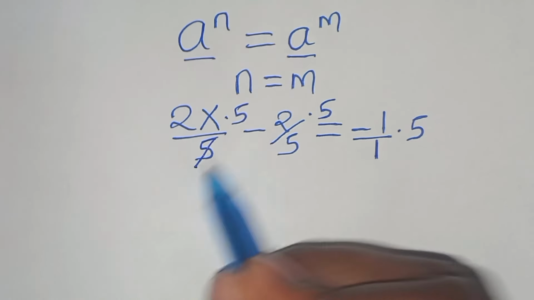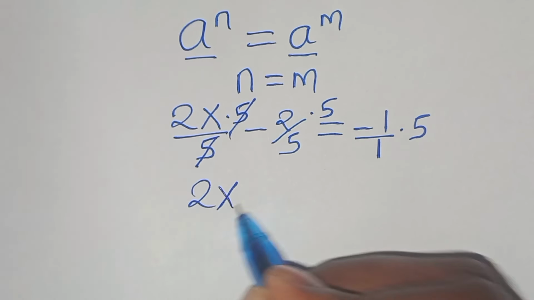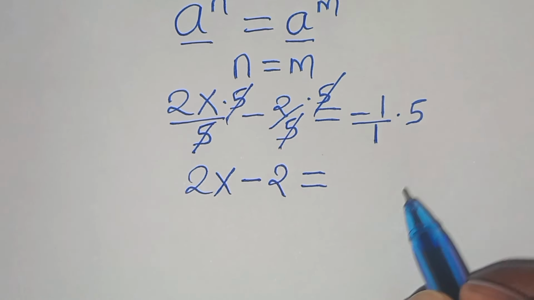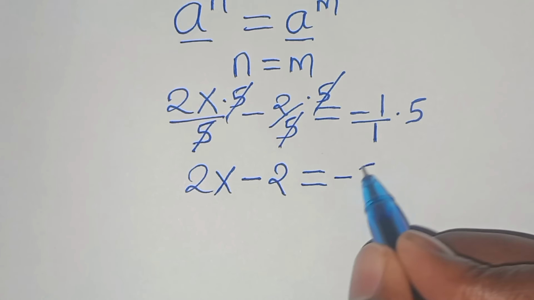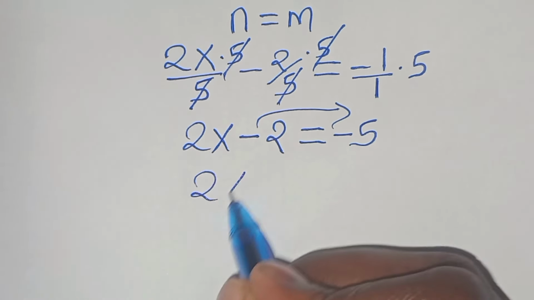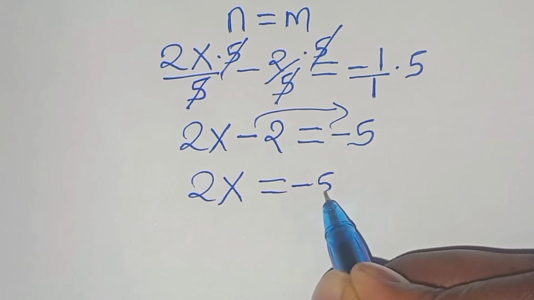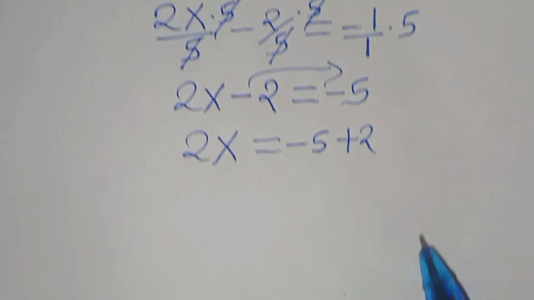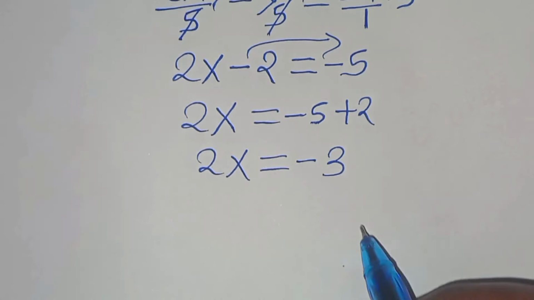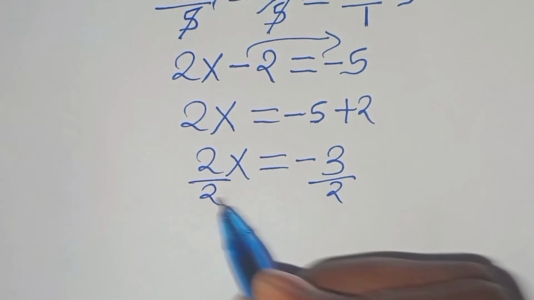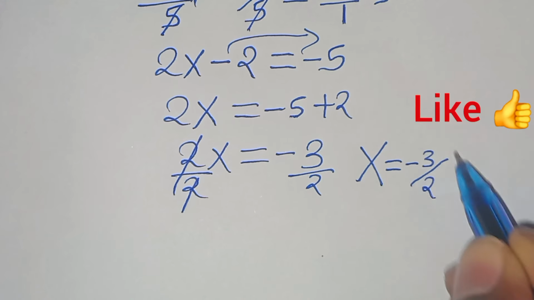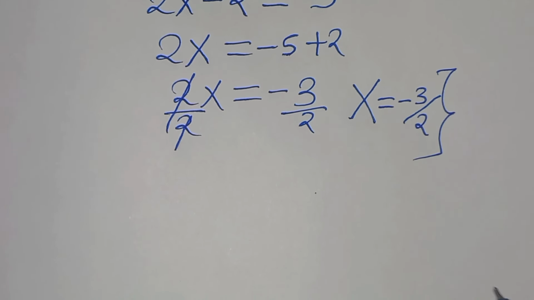So that now 5 and 5 here simplify, so we have 2x, and 5 and 5 here simplify, subtract 2. This is equal to minus 1 times 5, this is minus 5. So let's add 2 on the right hand side so that we have 2x equal to minus 5 plus 2. And this implies that 2x is equal to minus 3. So let's divide both sides by 2 so that now the value of x here is equal to minus 3 over 2. So this is the value of x.